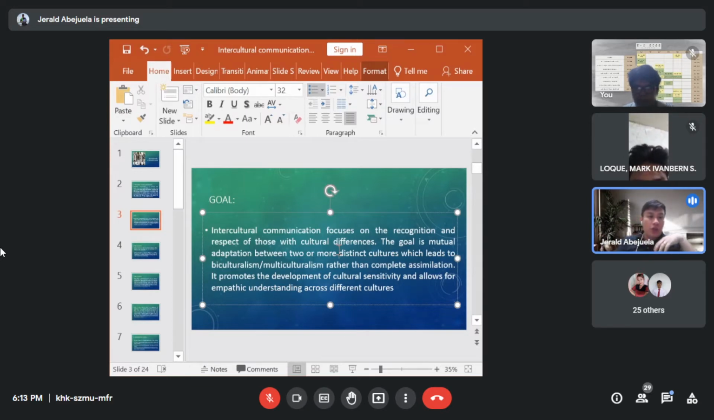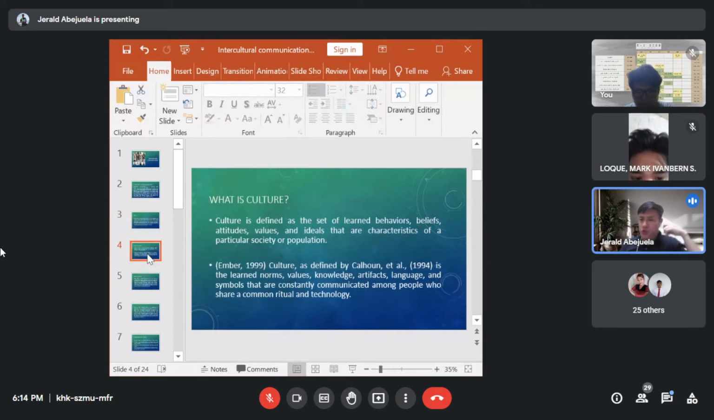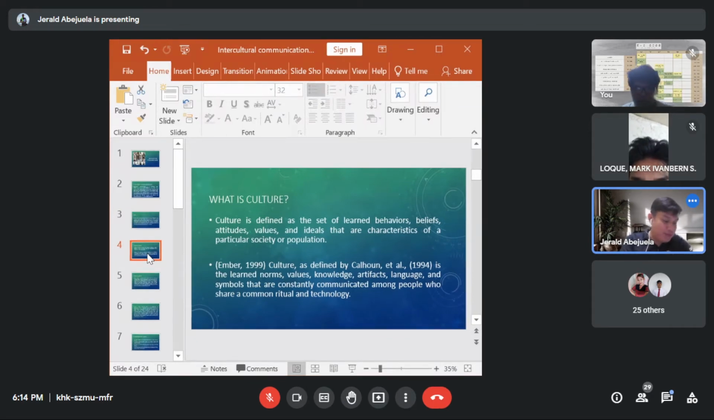Okay? So, here is, of course, culture. Ano ba ang kultura? Ano ba ang culture? Remember, people, that culture refers to our belief system, refers to our norms, refers to our values, refers to our language, refers to our religion, refers to our perception, refers to our views in life. That is culture. And remember also that culture is set by the society.